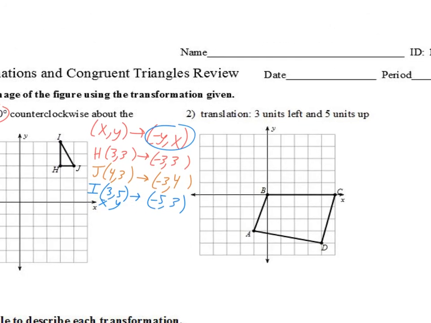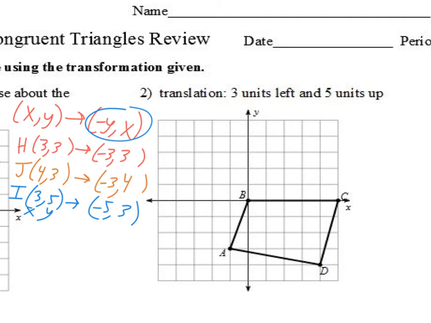Okay. For translations, these are just shifting or moving the points, just one at a time. If we go 3 units to the left and 5 up, starting with A, I go 1, 2, 3 left and up 1, 2, 3, 4, 5, so A prime is going to be there. B prime, 1, 2, 3, and up 5. C prime, 1, 2, 3, and up 5. And D prime, 1, 2, 3, and up 5. So translation is just a shift, keeping the same shape, same size. We are basically just sliding the points.